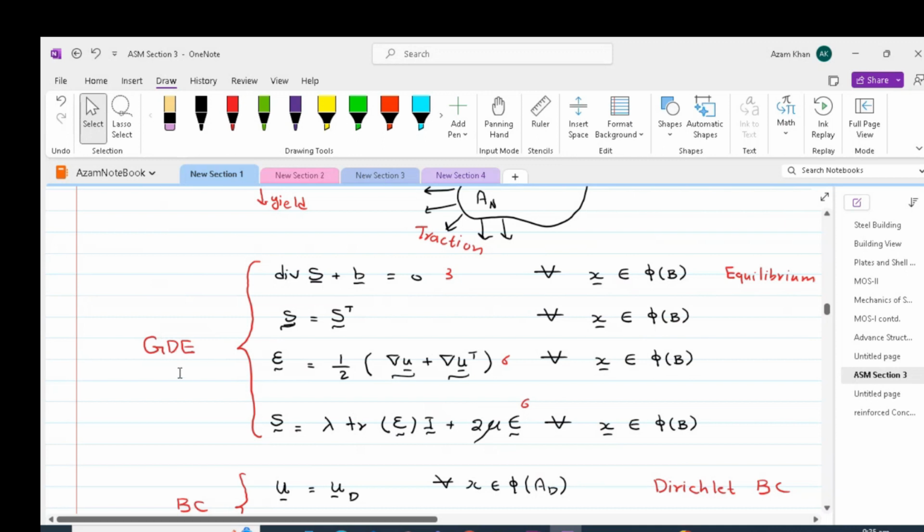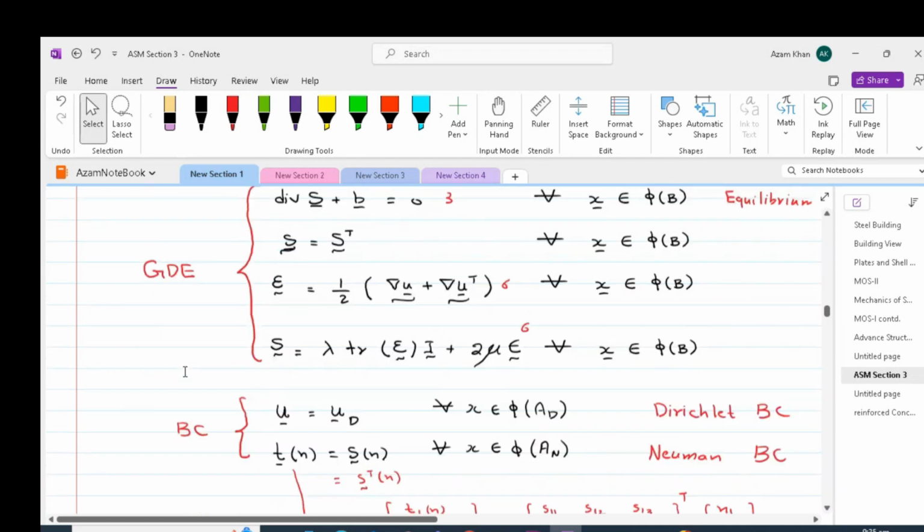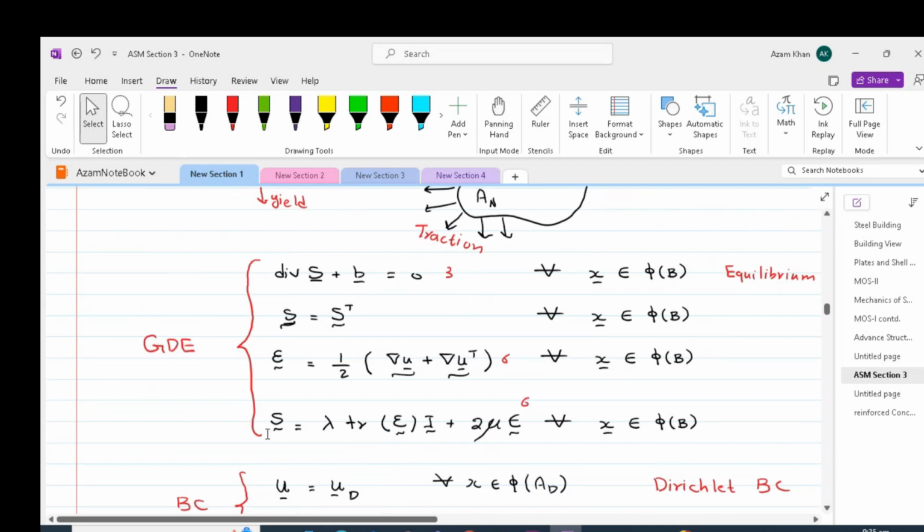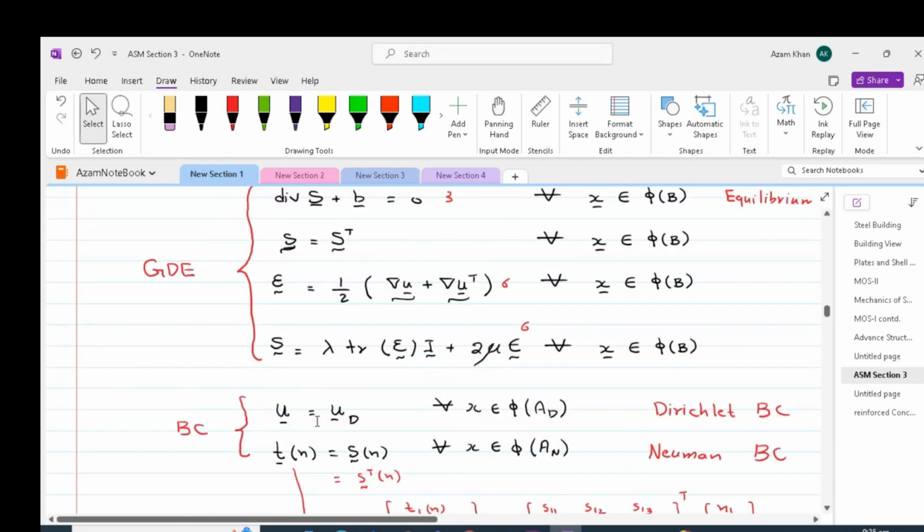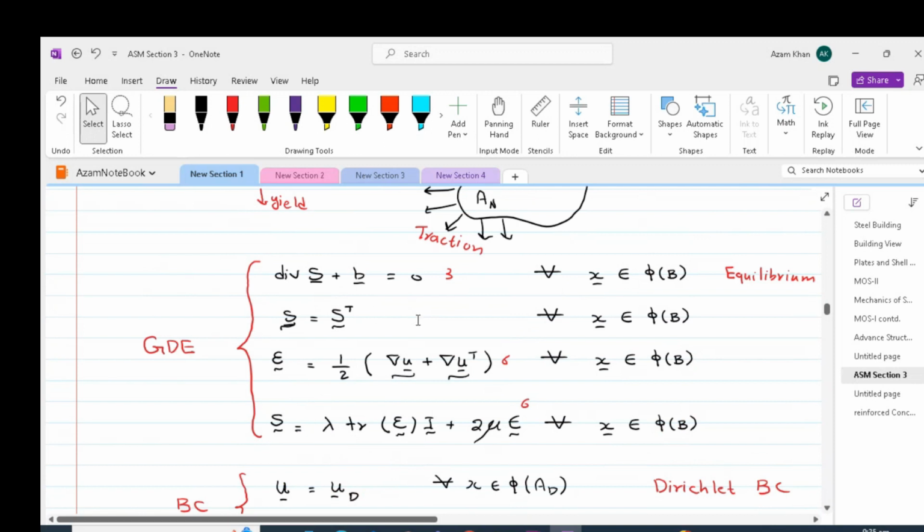As I said, only the governing differential equations are not sufficient. We have to apply a boundary condition. And once we apply the boundary condition, we can have the whole analysis done.